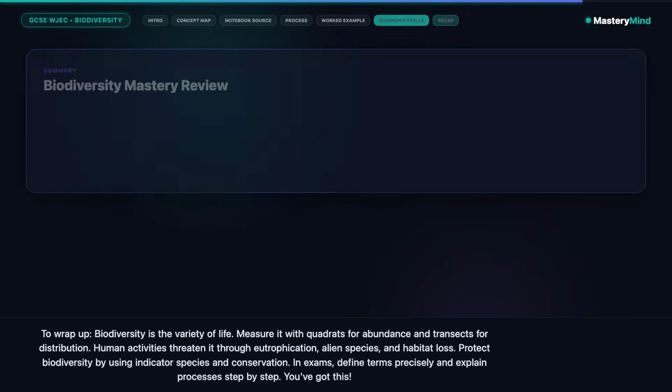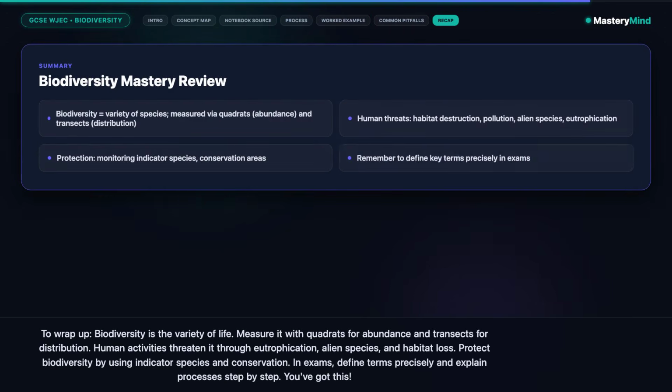To wrap up, biodiversity is the variety of life. Measure it with quadrats for abundance and transects for distribution. Human activities threaten it through eutrophication, alien species, and habitat loss. Protect biodiversity by using indicator species and conservation. In exams, define terms precisely and explain processes step by step. You've got this.